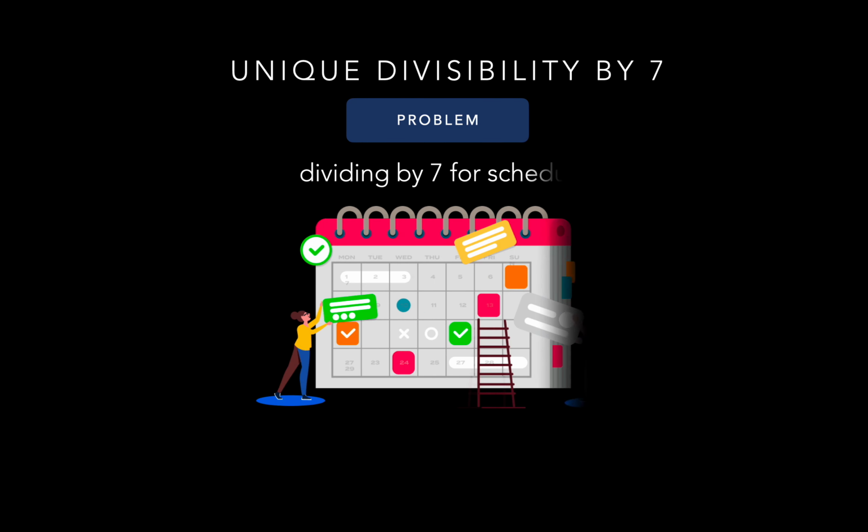So, let's talk about unique divisibility by 7. Let's look at a problem. Imagine you have a calendar, and there's 1,764 days, and you need to divide that by 7 to figure out if it's an exact number of weeks. Well, let's look at the different ways you can do that.